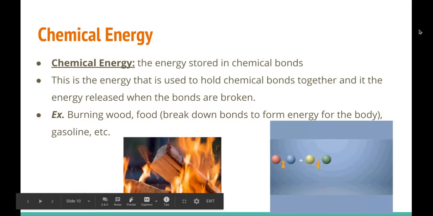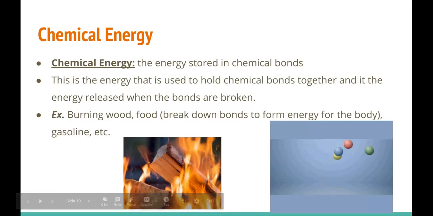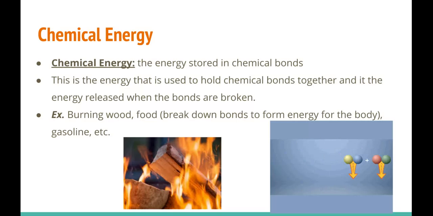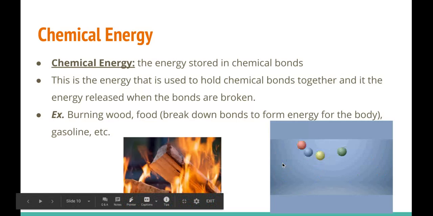Okay. Then we have chemical energy. So chemical energy is the energy stored in chemical bonds. So this is the energy that is used to hold chemical bonds together, and it is the energy released when bonds are broken. So as you can see in this GIF, here the energy goes into breaking the bonds, and then when they bond together, there is energy that is then released when they bond.